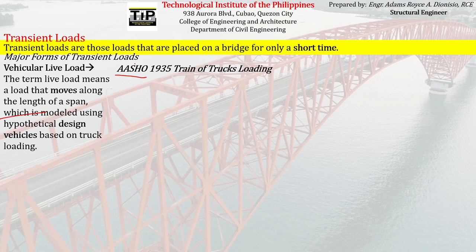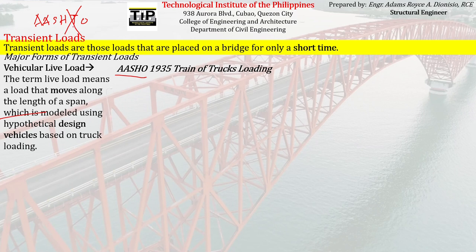Kasi yung AASHTO, yung AASHTO na yan, guys. Before, hindi talaga AASHTO yan. Walang T yan dati. Ang tawag dyan dati sa organization na yan is AASHO lang, AASHO. American Association of State Highway Officials. Parang ganun. Tama ba?